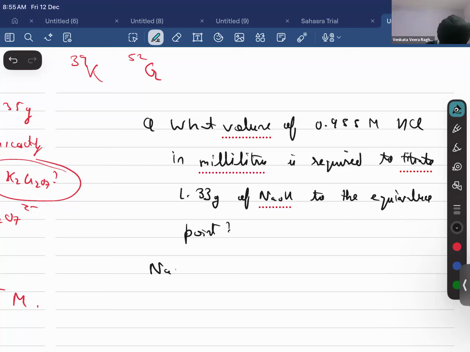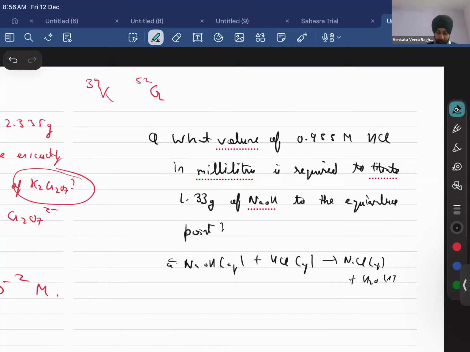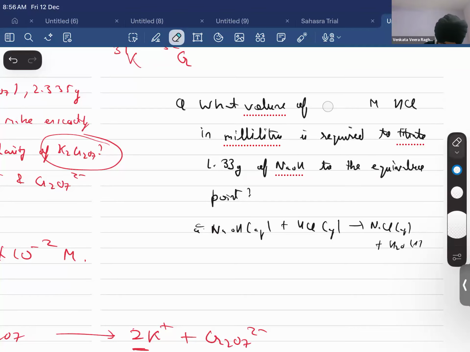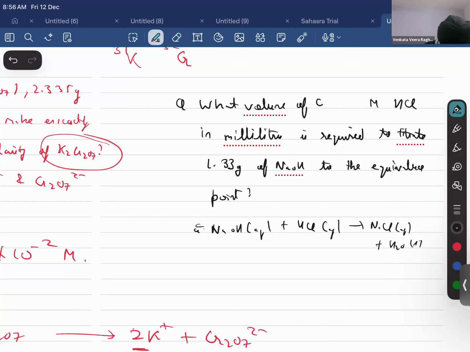Sorry, sorry. Don't write this question. Wait. Okay, you can do it then. Take it: NaOH aqueous plus HCl aqueous gives you NaCl aqueous plus water liquid. Okay, please do it. The value for this is not 0.955. This is just 0.812. Okay, yeah. Now you do it.